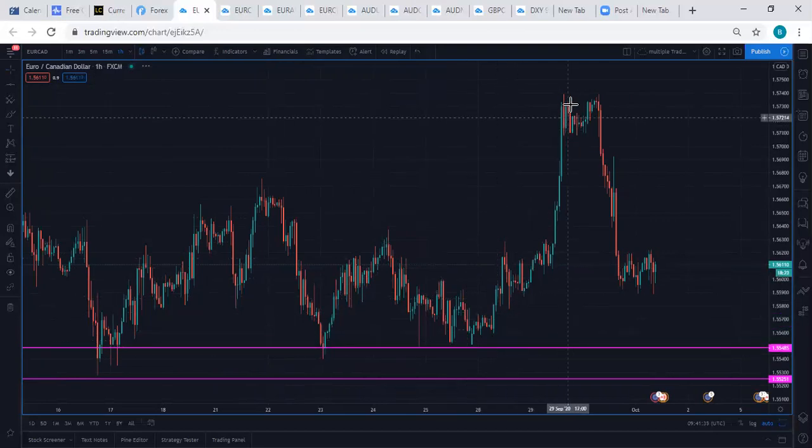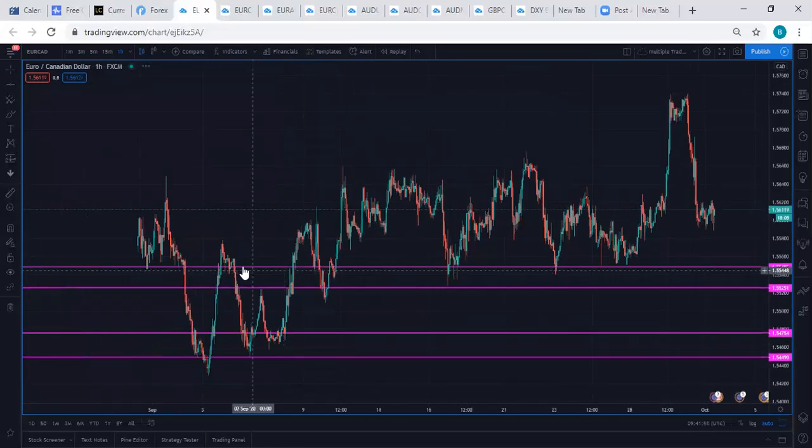See how it went up. So imagine you bought from this place. Imagine you went for a buy from that price level. You would have been in good money. So that is how you do what we call technical analysis in the forex market.